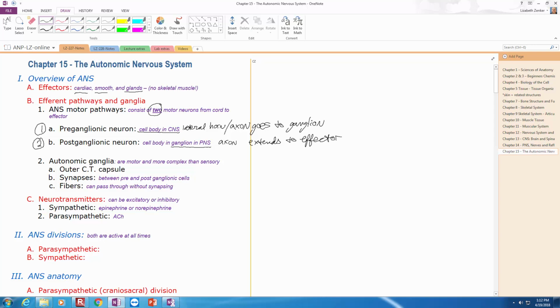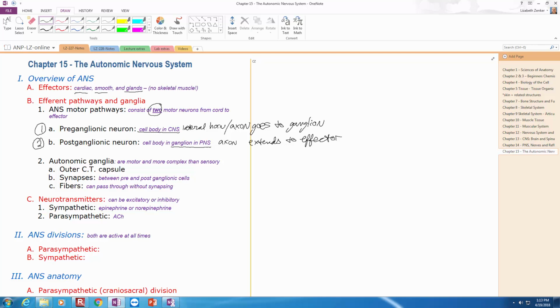Okay? So, I'll come back to that. All right, what else do I want to tell you first? Okay, so let's go down to autonomic ganglia. They are motor and more complex than the sensory.